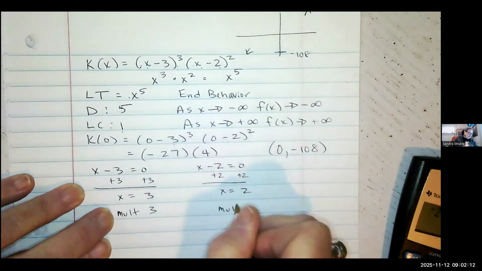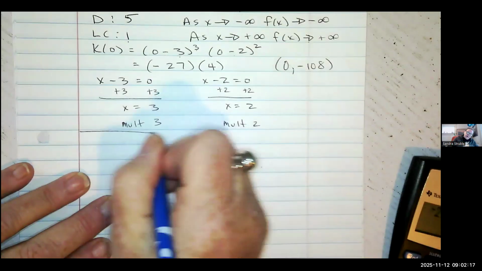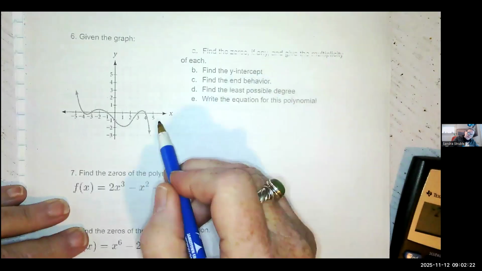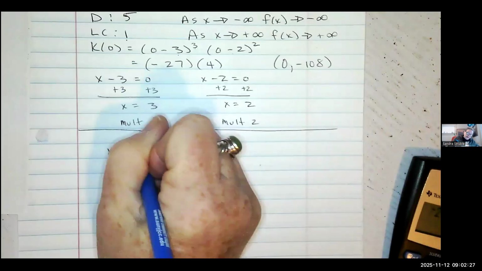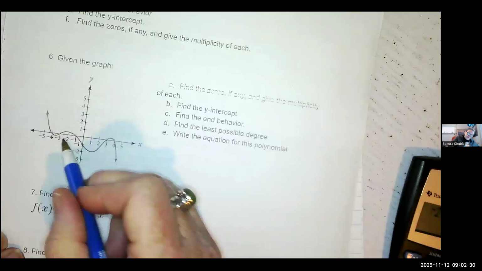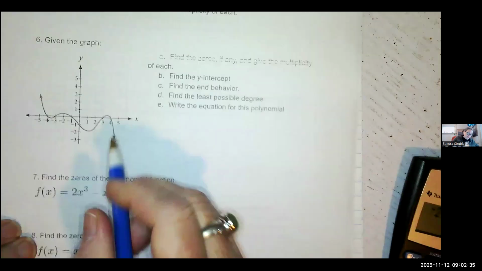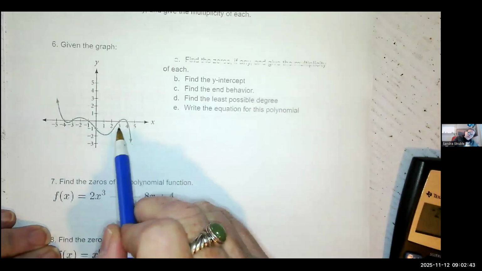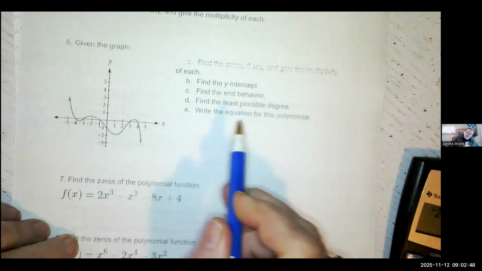Okay. Next, given this graph, we need to find the zeros. We've got that right here. So x is equal to negative 4, x is equal to negative 3, negative 1, and 3 and 4. All right, the multiplicities of each, they all look like they are just single lines. So multiplicities will be 1 for each. Find the y-intercept, that is (0, negative 1).